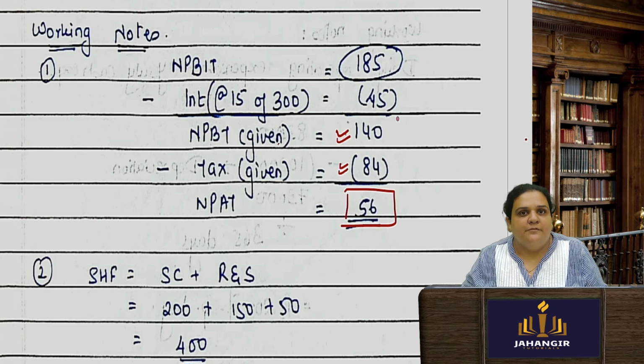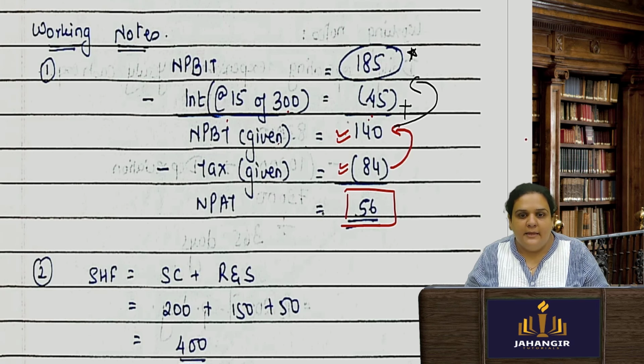Now if I want to go reverse, the interest is given to me: 300 into 15% will be 45. So when I go reverse, I will add this to 140. 140 plus 45, only then I'll get 185. 185 minus 45 will give me 140. Since I'm going reverse, I'll change the sign. Net profit before tax plus interest will give me net profit before interest and tax. So I got this NPBIT.